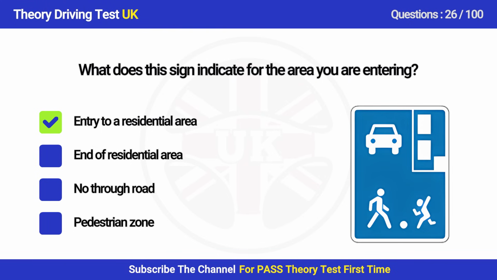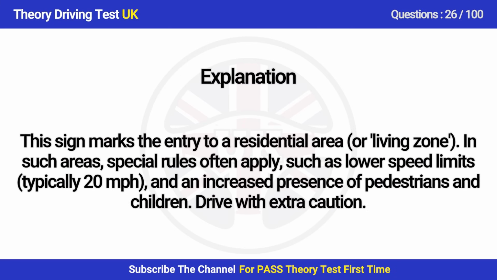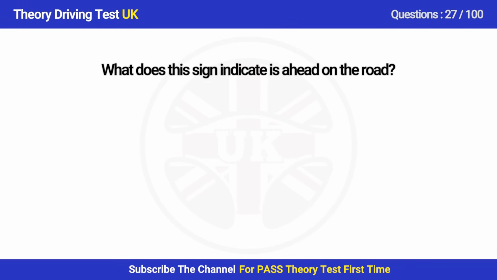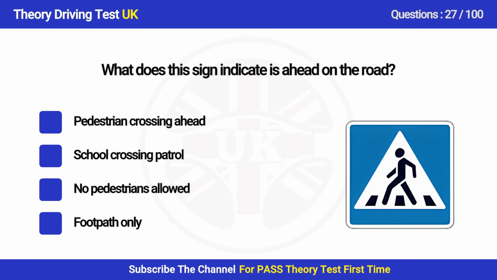Answer is A. Entry to a residential area. This sign marks the entry to a residential area or living zone. In such areas, special rules often apply, such as lower speed limits, typically 20, and an increased presence of pedestrians and children. Drive with extra caution.